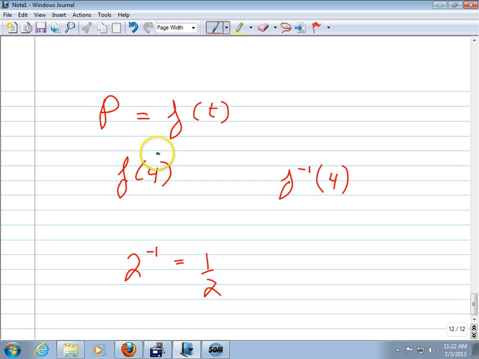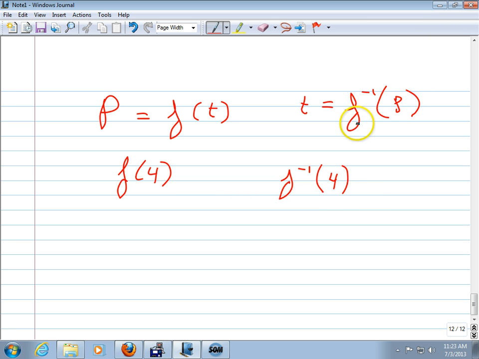All right, let's put it this way. F of 4 is a population. F inverse at 4 is a time. Okay, this is what I'm saying. That T is f inverse of P.